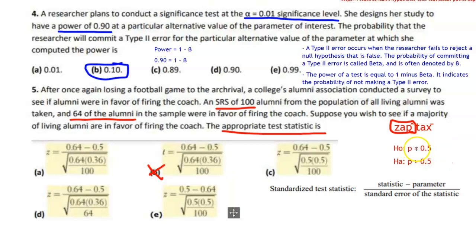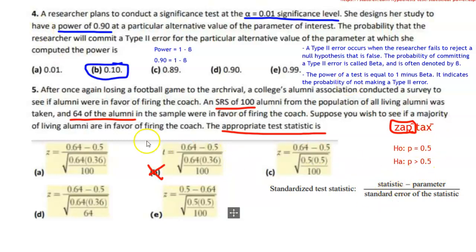I would have p is equal to 0.5, the parameter of the proportion of folks that want to fire this person is equal to 0.5. And since I'm looking for a majority, the alternative hypothesis is that p is greater than 0.5. So the statistic is from the sample that we collected, and the parameter is going to refer back to these two hypotheses.